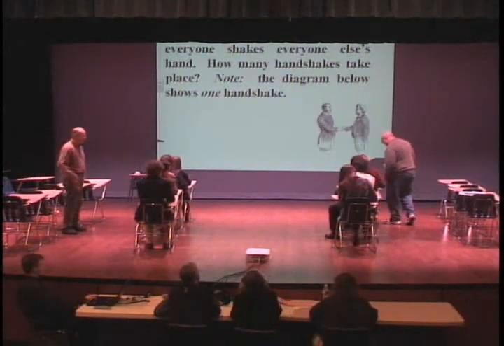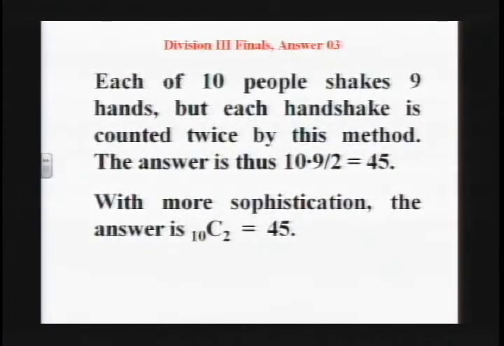And time has elapsed. The solution, please. You have 10 people for the first person to handshake, 9 for the second, so that's 10 times 9, which is 90, but this counts each handshake twice. You divide this by 2, that gives 45.